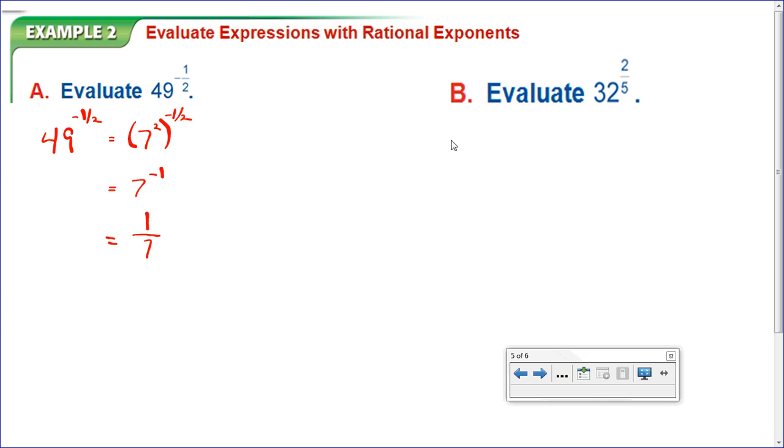Alright? Let's look at this example. 32 to the 2/5 power. Alright, 32 is actually 2 to the 5th power. So what we're talking about here is 2 to the 5th power to the 2/5 power. And just as in this example, we're going to multiply the powers. We're raising 2 to the 5th to the 2/5 power. 5 times 2/5 is 10/5 is 2. So that's actually 2 squared, which is 4.